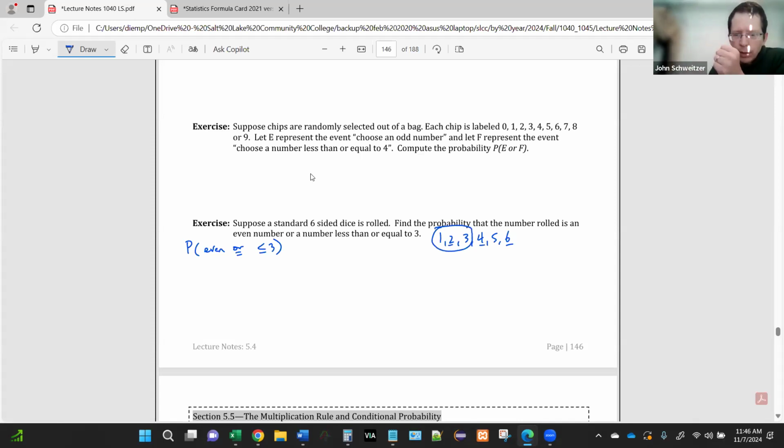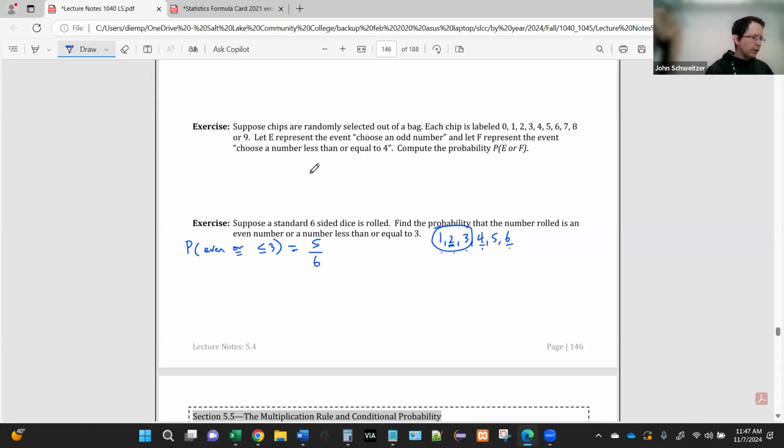We could draw it out if you want, but basically it's these three plus these two over here. We don't want to double count the two, right? So we just say 1, 2, 3, 4, 5. So there are 5 ways out of 6 of getting either an even number or a number that's less than or equal to 3. So 5 over 6 would be the correct answer there. All right, so that's the addition rule.